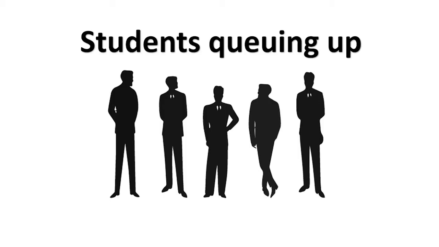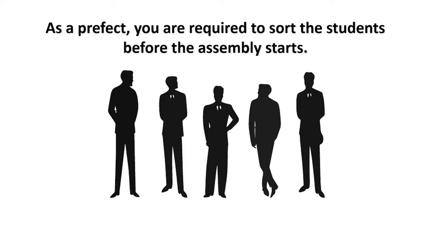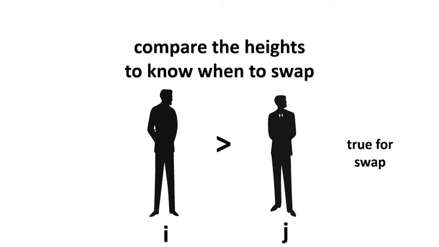Another example is when students are queuing up in a straight line and the order must be from the shortest to the tallest. Imagine this. As a prefect, you are required to sort the students before the assembly starts. Using the bubble sort algorithm, you are able to sort them in ascending order by comparing each of their heights and determining when it is true to swap the two of them. If the statement I is taller than J proves to be true, then you may swap the two students' positions. If the statement I is taller than J proves to be false, do not swap their positions and move on.